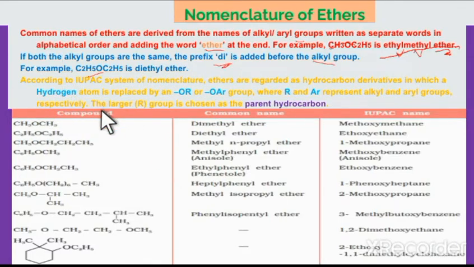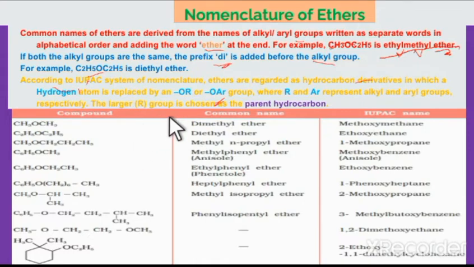Next, another naming system, the IUPAC naming system. According to this, ethers are regarded as hydrocarbon derivatives in which the hydrogen atom of the alcohol OH group is replaced by OR or OAr, that is an aromatic ring, where R and Ar represent alkyl or aryl groups.